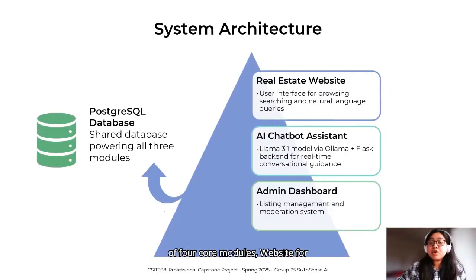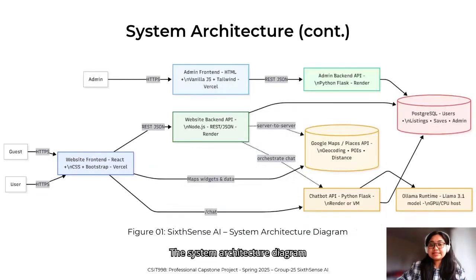The system consists of four core modules: a website for browsing and natural language queries, an AI chatbot for real-time conversation, an admin dashboard for moderating and managing listings, and a PostgreSQL database as the central repository linking all modules. This architecture ensures seamless data flow and real-time integration across components. This system architecture diagram illustrates how each module communicates through secure APIs and shares real-time data via the central database.